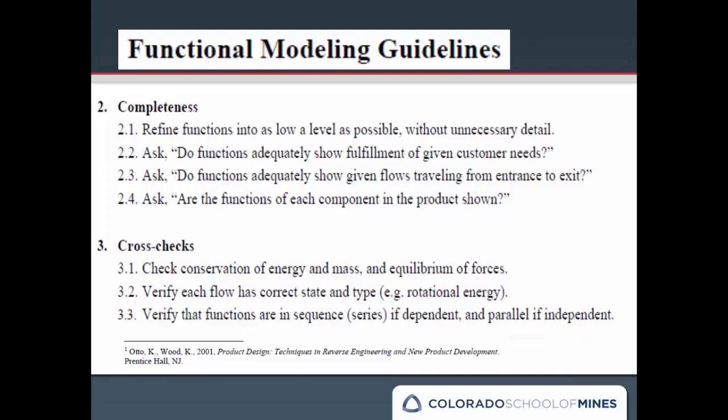Lastly, what we want to do is do some cross checks. Again, we want to check for conservation of energy and mass and the equilibrium of forces. So basically whatever our inputs are, we should see an output there. We said that's not as important for information flows, but it's definitely important for energy and mass flows. Then we want to verify that each flow has the correct state and type associated with it. And then we want to verify that the functions are in the correct sequence if they're dependent upon each other, and in parallel if they are independent of each other.